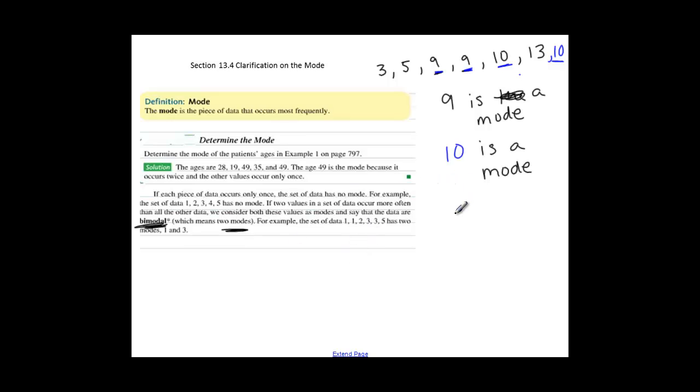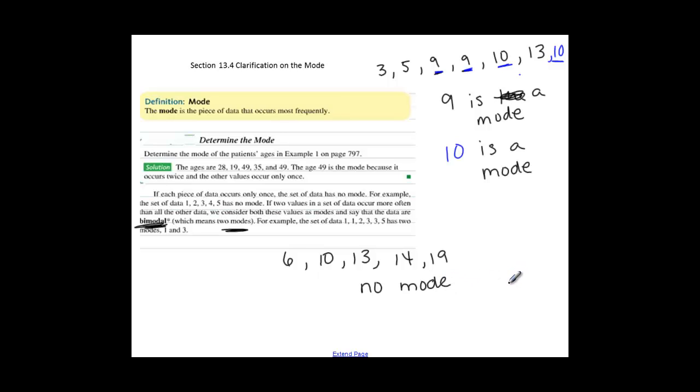Now another example would be, what if I had these different data values? Let's say 6, 10, 13, 14, and 19, and you were asked to find the mode. Now in that case, there are no values or no pieces of data that occur more frequently than any others. They all occur only once. So we would say in this case that there is no mode.